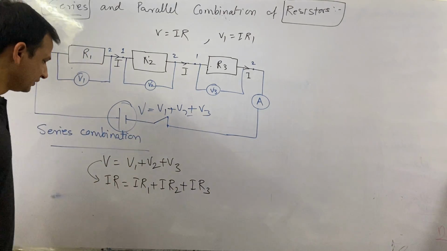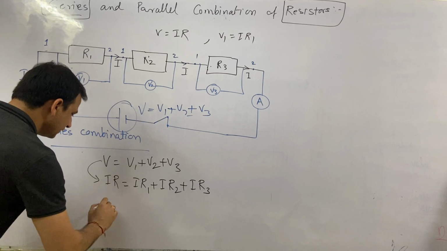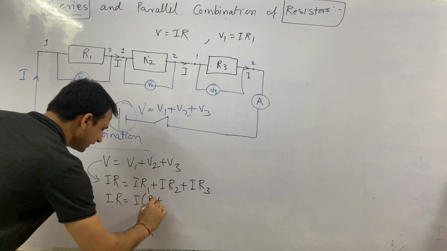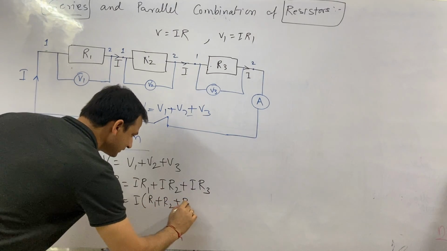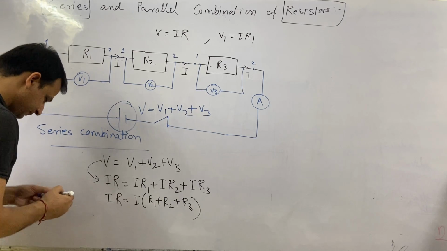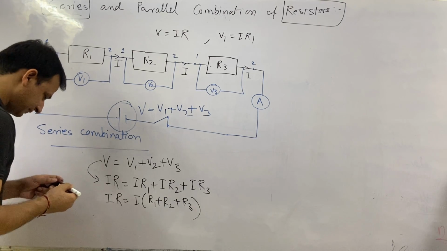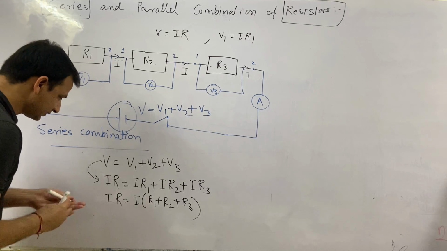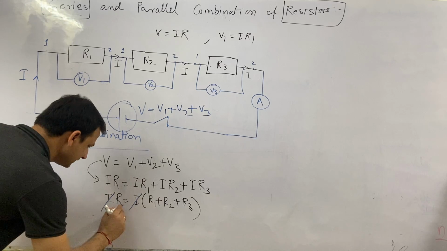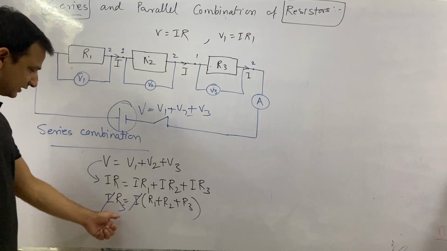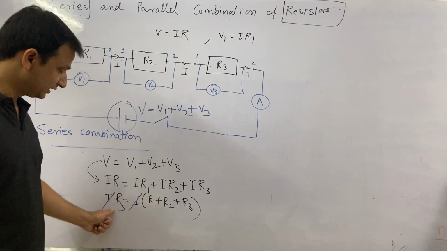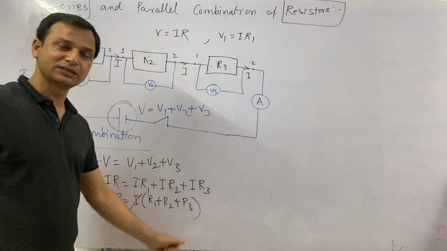Now take I common. If you take I common, you will get IR is equal to I(R1 plus R2 plus R3). So what you can see, current will get cancelled. And what is left? You will be left with this RS, resistance in series. Or you can say the total resistance in series is equal to R1 plus R2 plus R3.